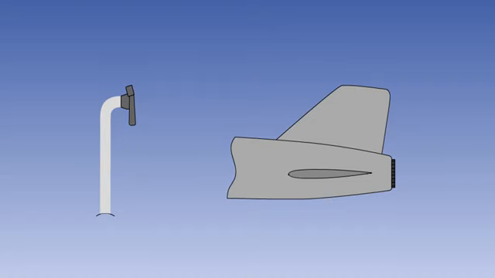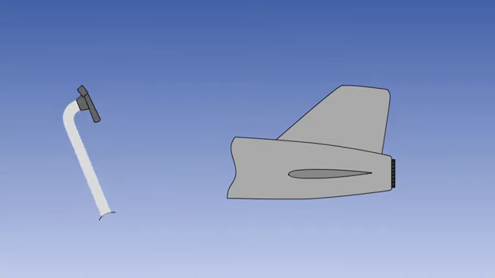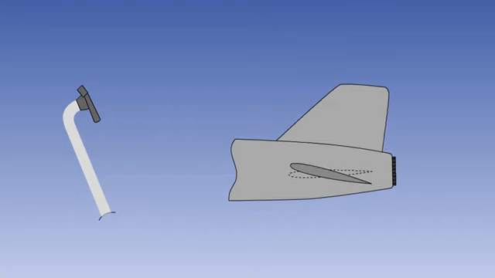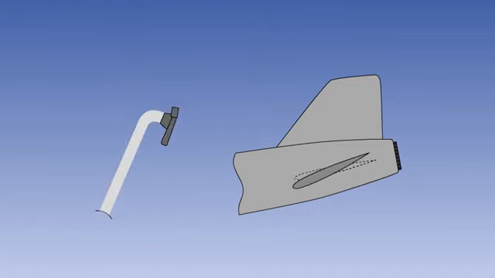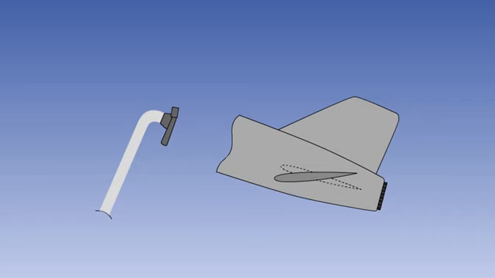If the yoke is pushed forward, the leading edge of the stabilizer moves up, and the trailing edge down. This increases the lift generated by the stabilizer, so the nose of the aircraft pitches down. If the yoke is pulled back, then the stabilizer rotates in the opposite direction, and the nose pitches up.